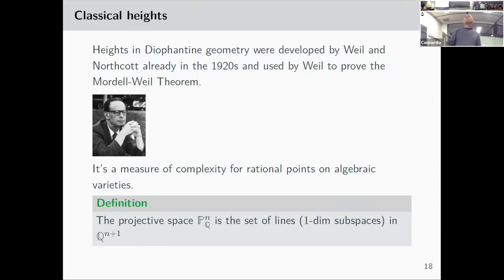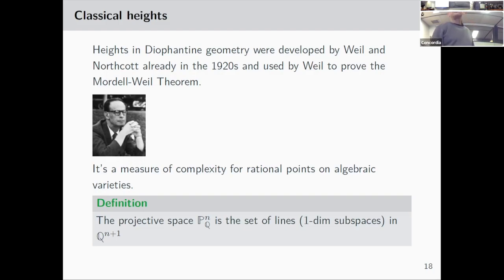And so I can start by saying that heights are something fairly old. They were developed by Weil and Northcott in the 1920s, and Weil used them to prove the Mordell-Weil theorem. It is somehow a measure of complexity for rational points. And the definition is as follows.